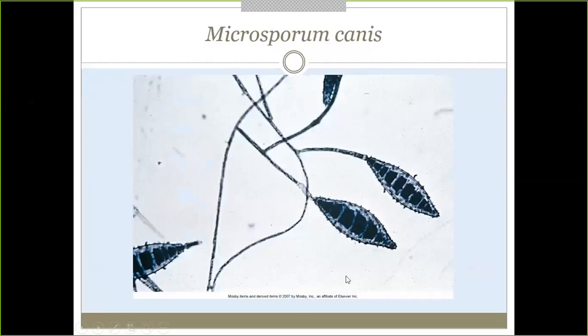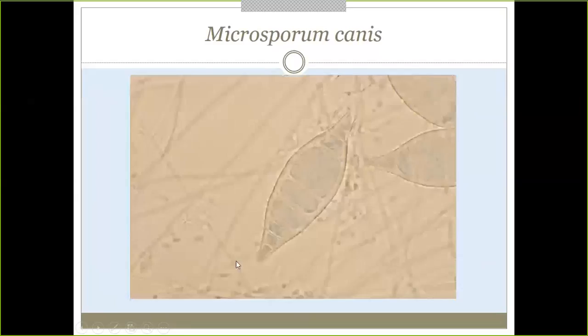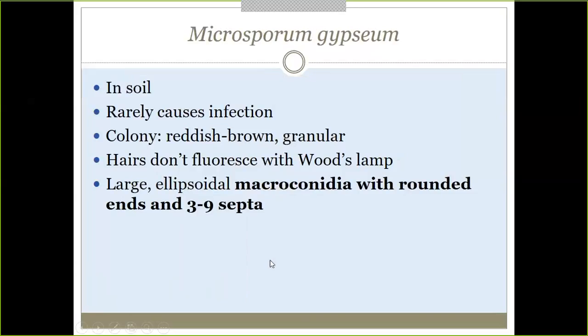You have to know this picture. So you see how it kind of has those pointy ends there, the spindle shape, and then it has the 4 to 8 cross-wall septa there. That is key to identifying Microsporum canis. There it is again. It's just not stained in this one, but you can see it. It's the same shape.